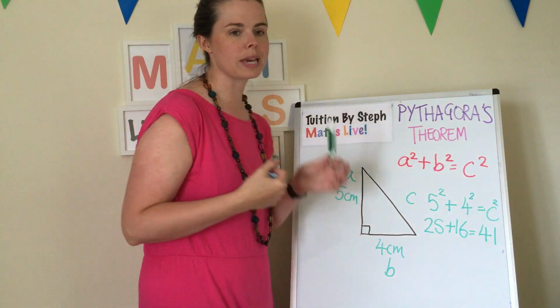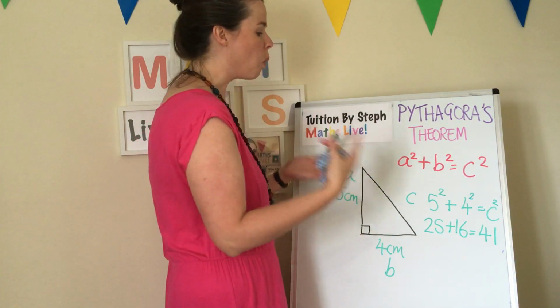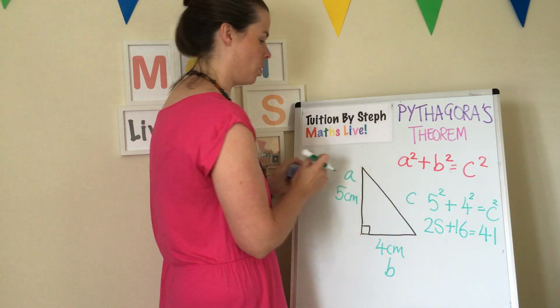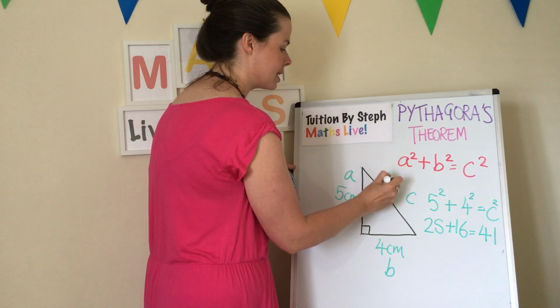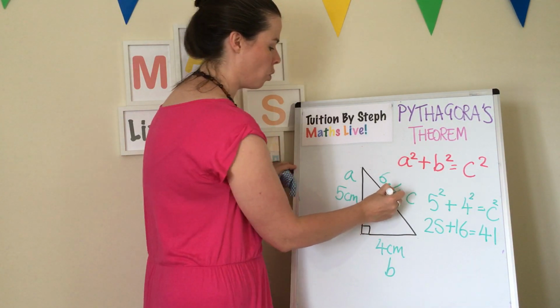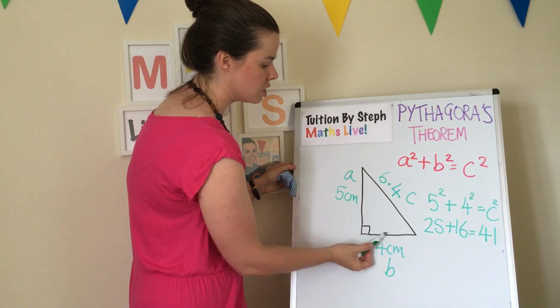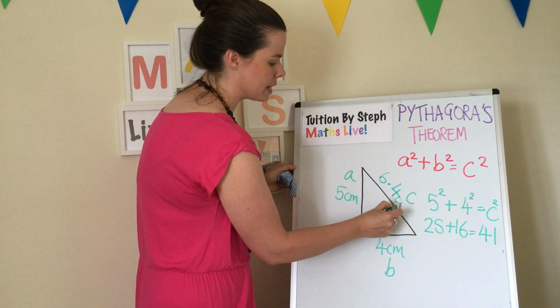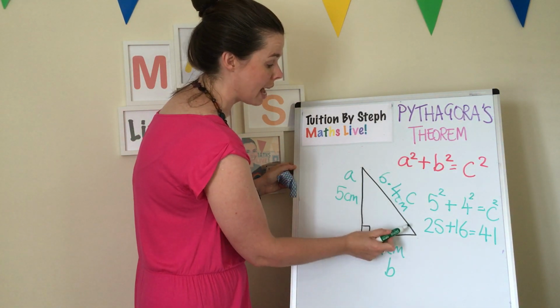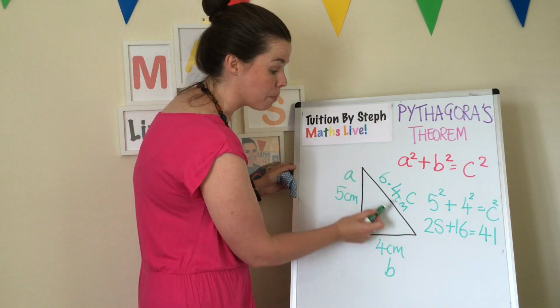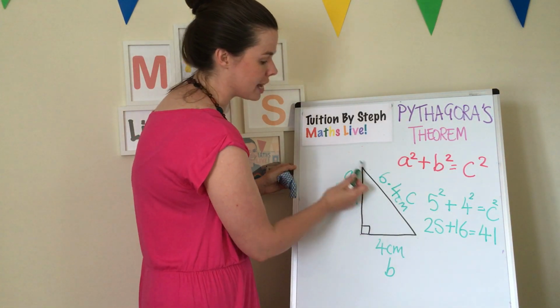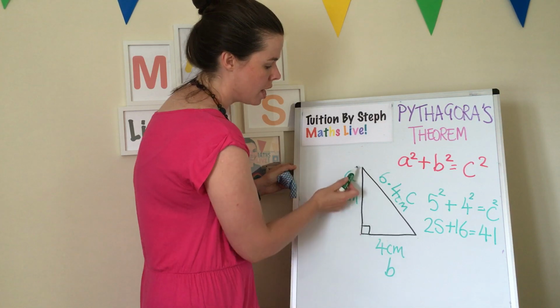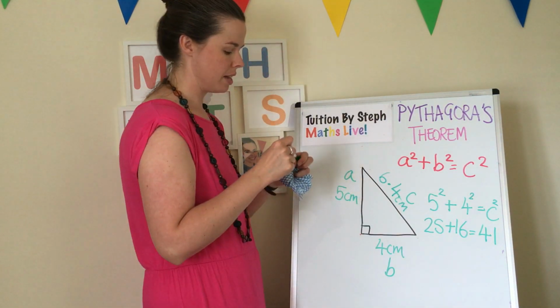So if you put into a calculator or even into Google, what is the square root of 41, your answer is 6.4. So this is 5, this is 4, and this side will be 6.4 centimetres, which you can tell works because the hypotenuse is the longest side of the right angled triangle. So it's longer than the height.